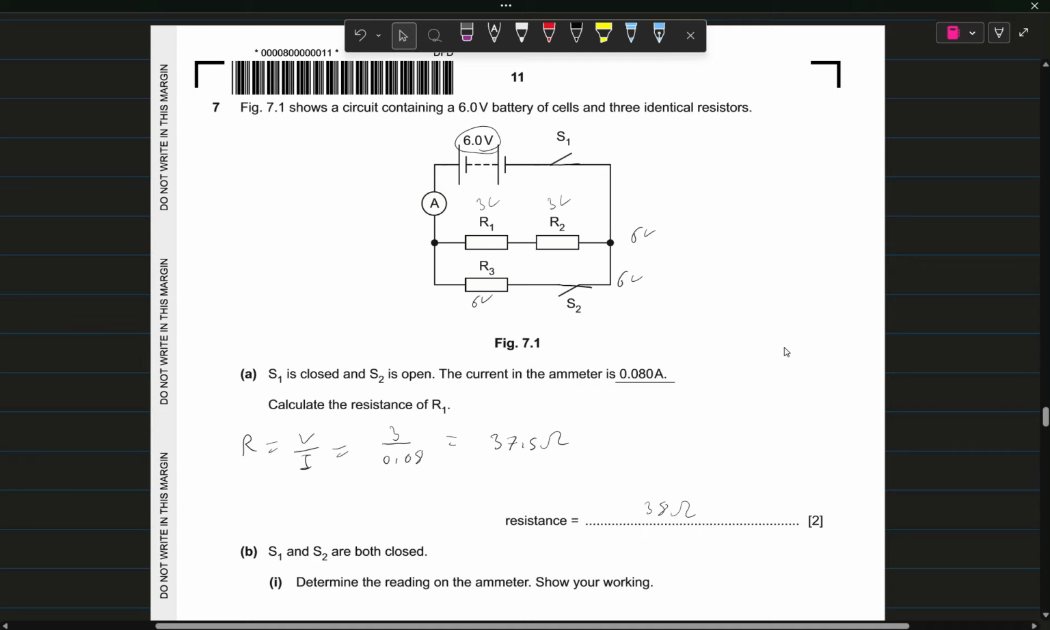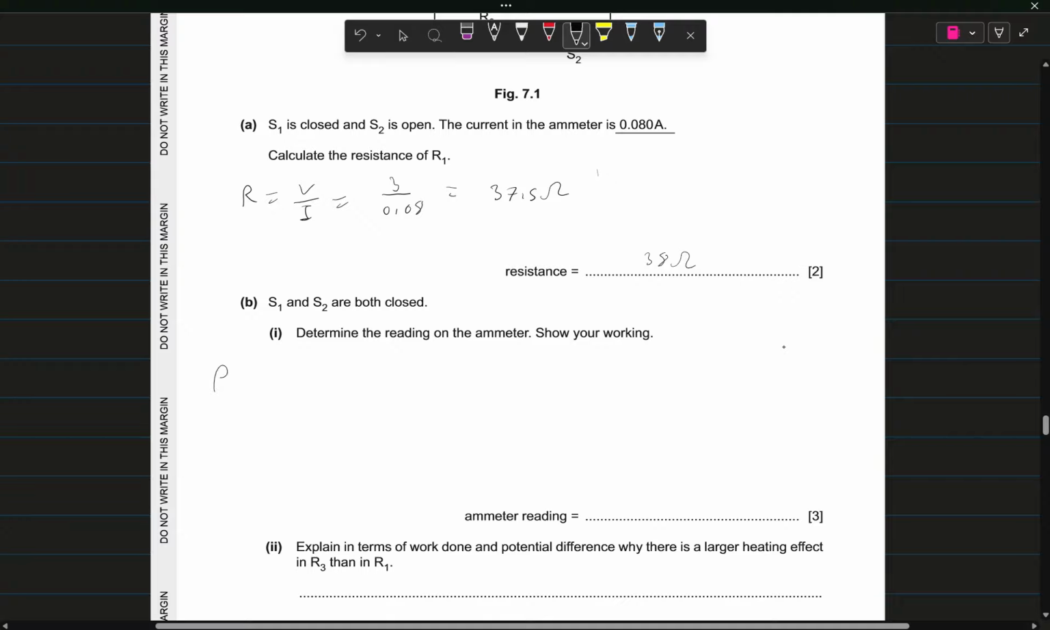Okay, for part B, S1 and S2 are both closed. Determine the reading on the ammeter. Show your working. Basically here, we don't really need to talk about voltage. For the resistance, we already know that all of them are identical resistors. So we know that this one is 37.5, so are the others. So in order for us to get the current, we need to get the overall resistance, the combined resistance. Now the way I get it is like so.